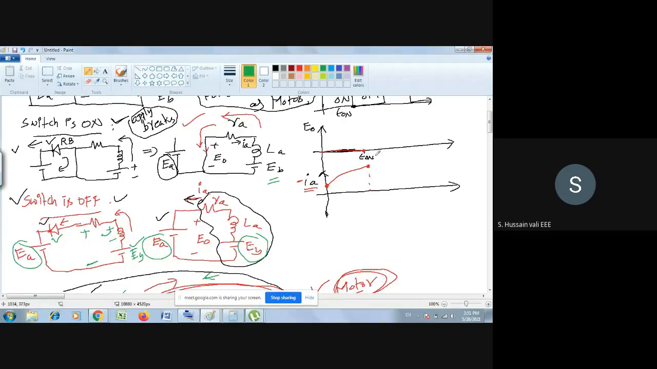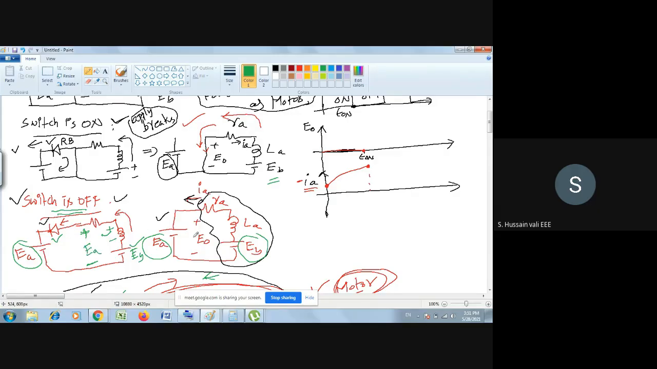Okay. So with this, you see now what is next is that, after T on, we discuss the switch off case. So when the switch is off, now you tell me, what is the voltage across the motor? Can I say this is EA?